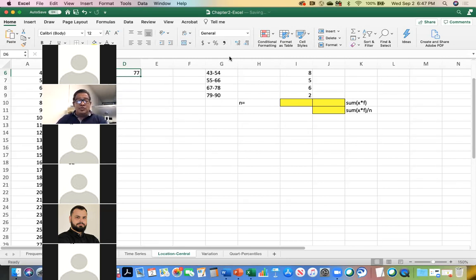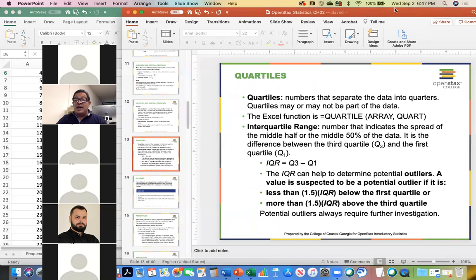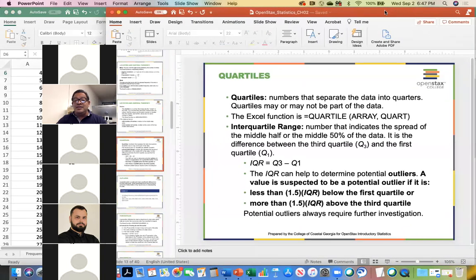So we can use the quartiles. Quartiles are very helpful, very easy to understand. So once again, you are analyzing, for example, income. Income is very likely to be affected by the mean value, okay?